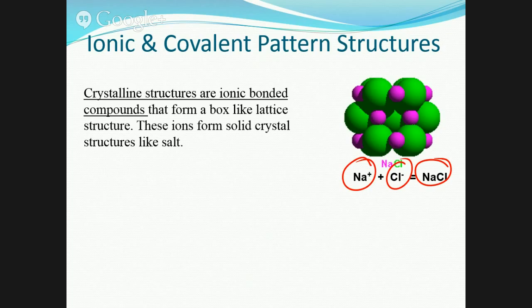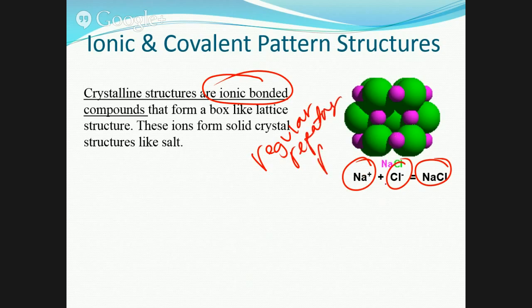So crystals are made from ionic bonds of regular repeating patterns. But it's ionic bonds. Too many people are selecting covalent bonds. Covalent bonds of regular repeating patterns, those are called polymers.